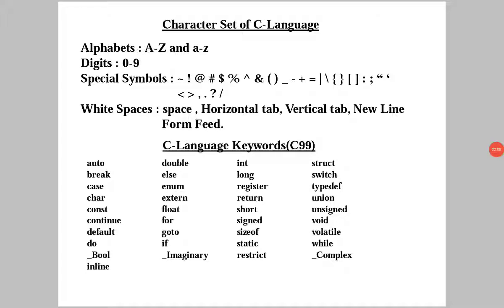For example, in the English language, we use some alphabets like A to Z. Again, alphabets are of two types: capital A to Z and small a to z.